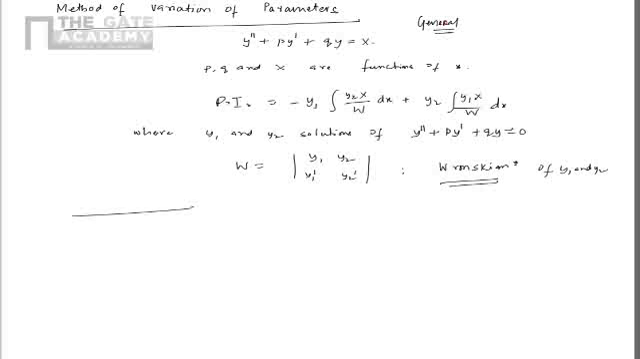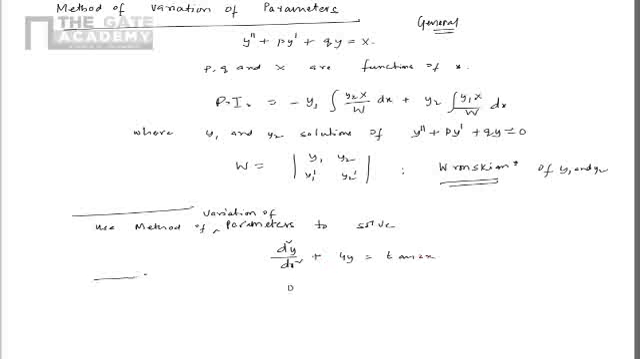Let's take this problem. Use the method of variation of parameters to solve d square y by dx square plus 4y is equal to tan 2x. Let me put this in the standard form: D square plus 4, operating on y, is equal to tan 2x.